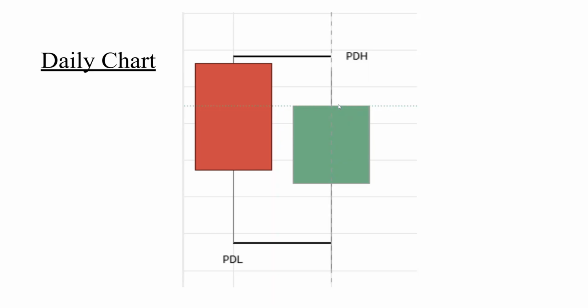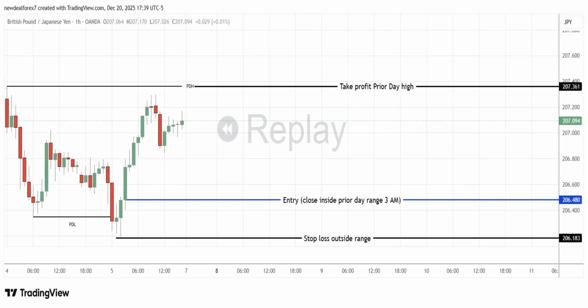But let's take a look at it on the 1 hour chart now, because this would have been a long example. So this is the trading day right here. And we notice, what did price do? Price closed below the prior day low right here, did a little doji right here, and then came back up. This candle closed at 3 a.m. This is the entry right here. It is not down here. Price has to close inside.